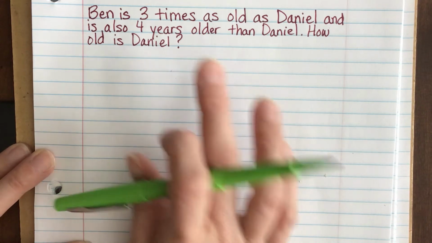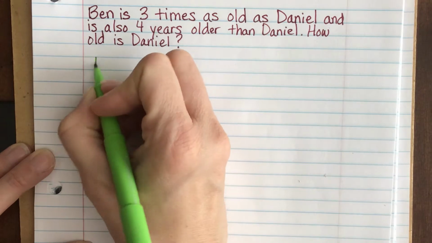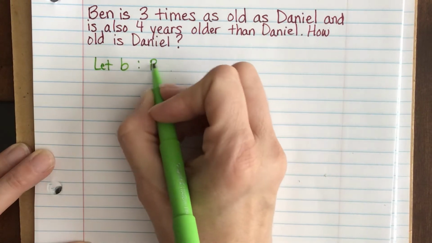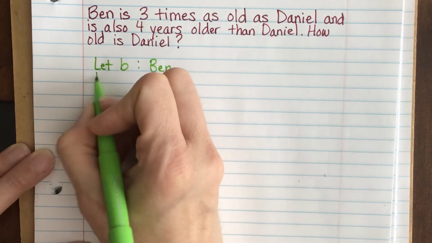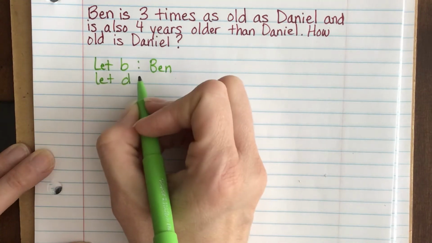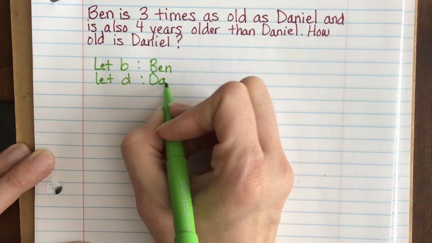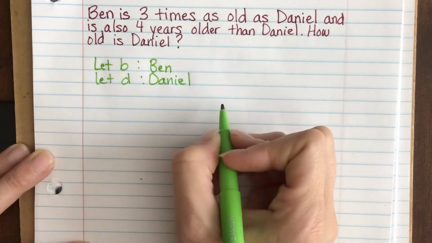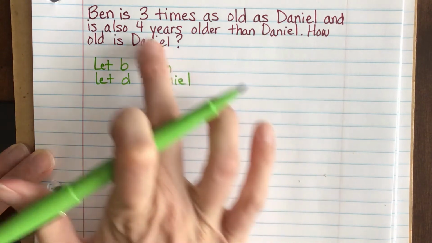to write the equations. So let's let B stand for Ben, and let D stand for Daniel. Okay? And let's go ahead and write our equations out.